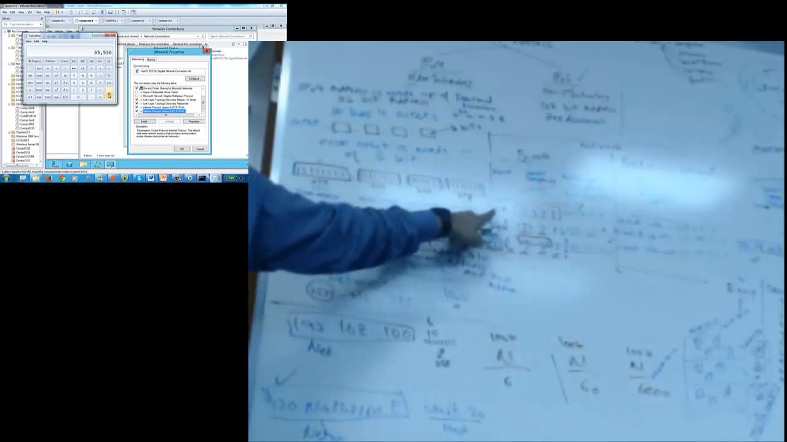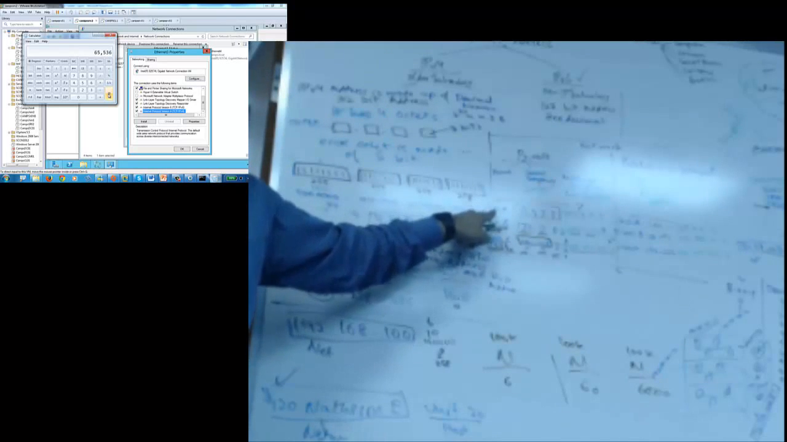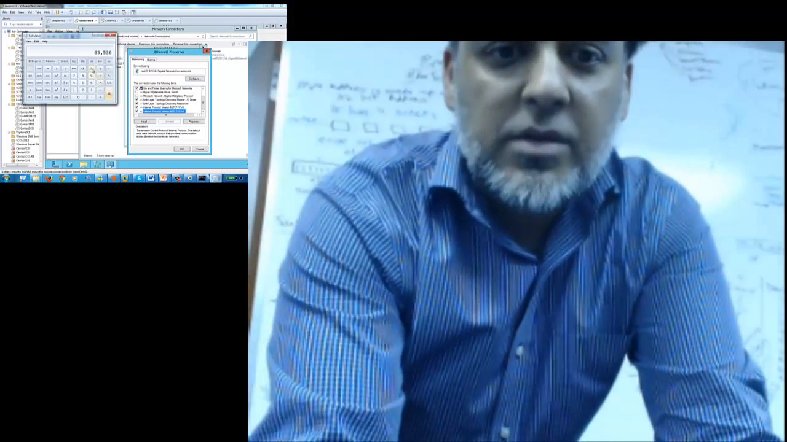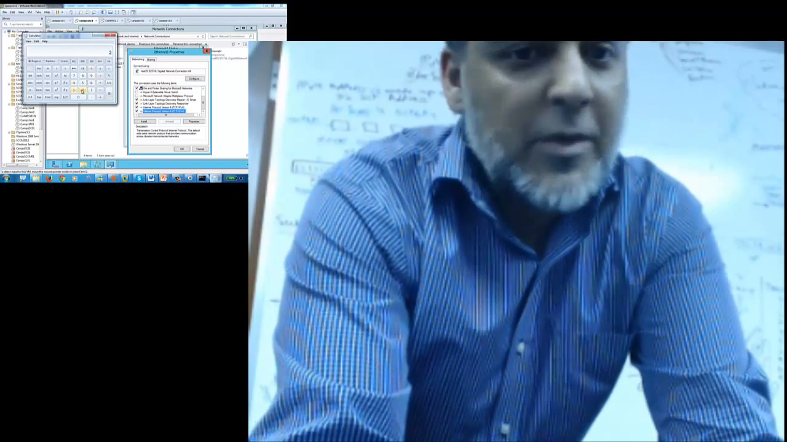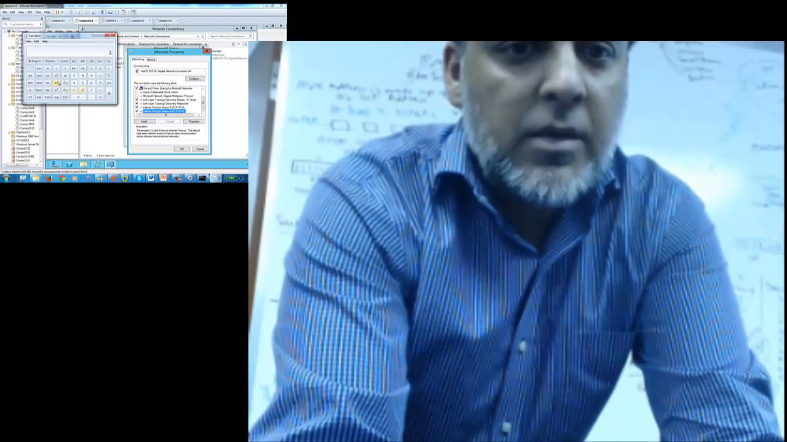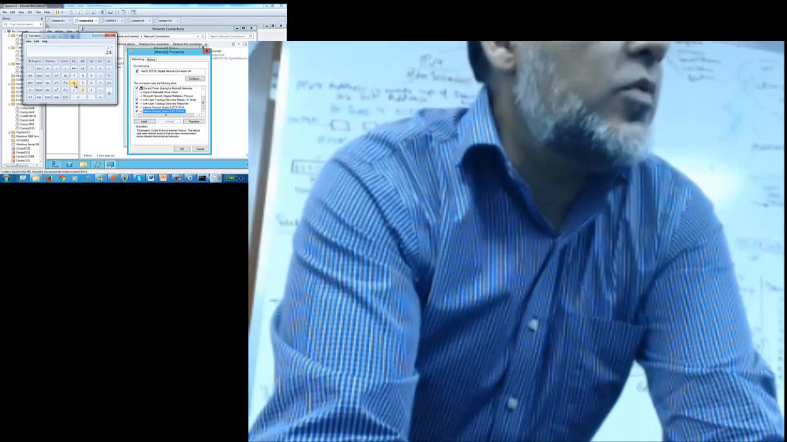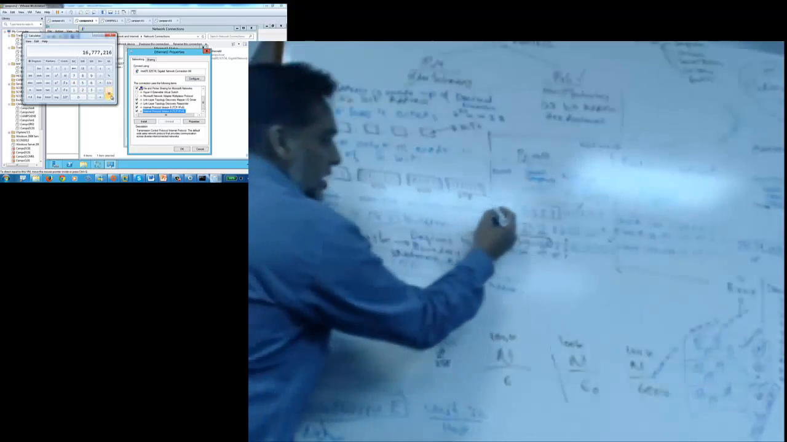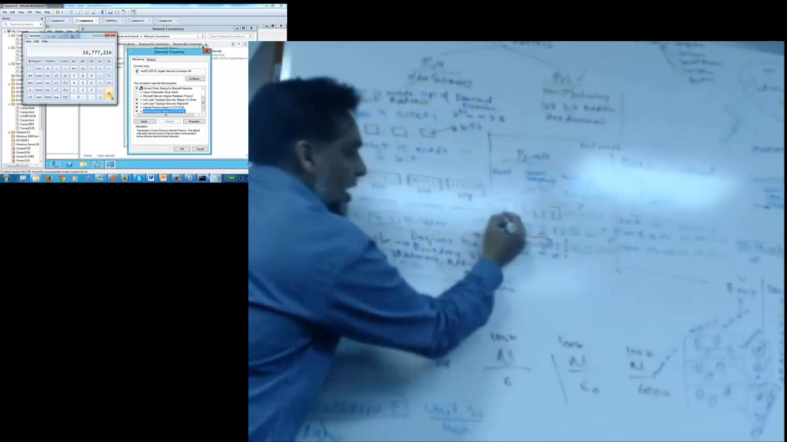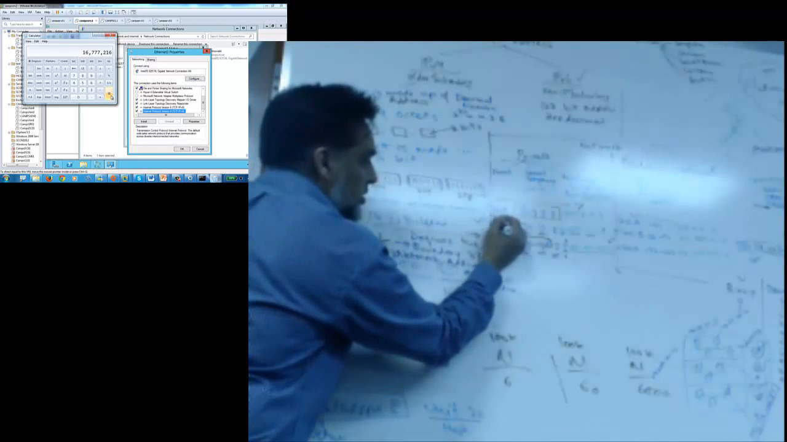And guys, class A IP addresses are used for ultra-large organizations. How many IP addresses can be accommodated in them? 2 raised to the power 24, because the first octet is network. So in this case, it has 16 lakhs, around 16 million. This is for large organizations, large companies.